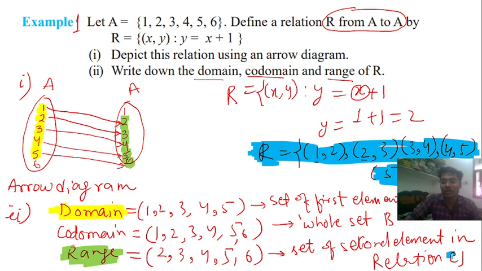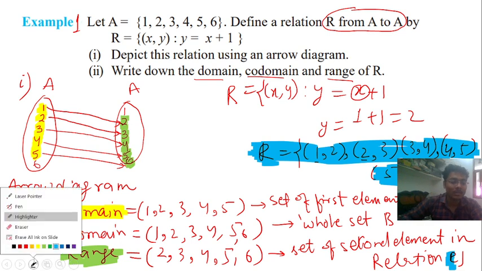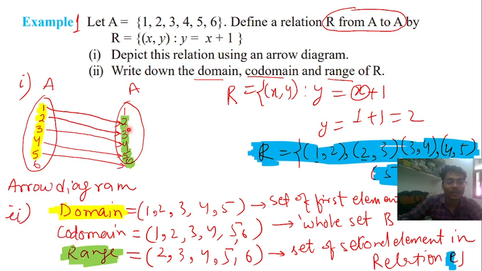So we'll find the relation here, and then we can write the domain, codomain, and range. So domain is the set of first element in this relation. Set of first elements are here, and codomain is the whole set A on the second side, and range will be the image of set A.